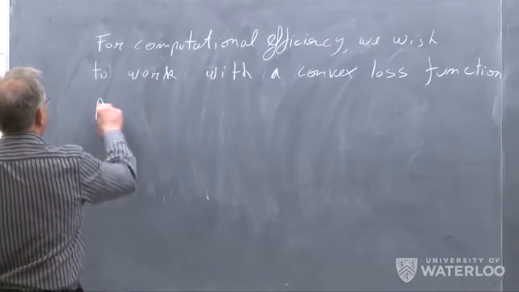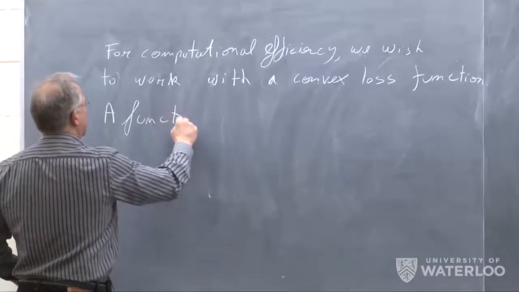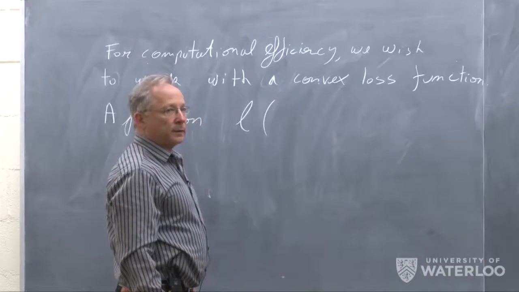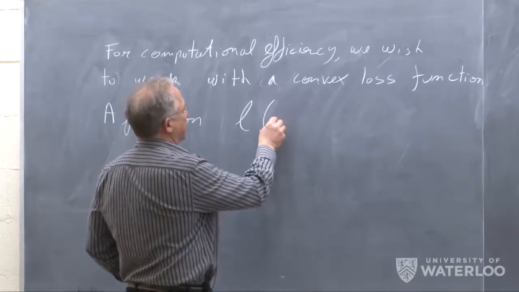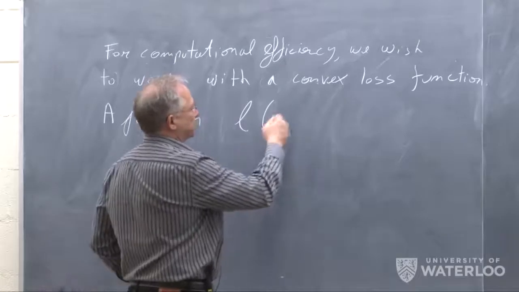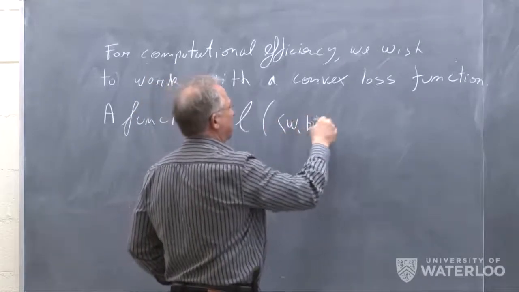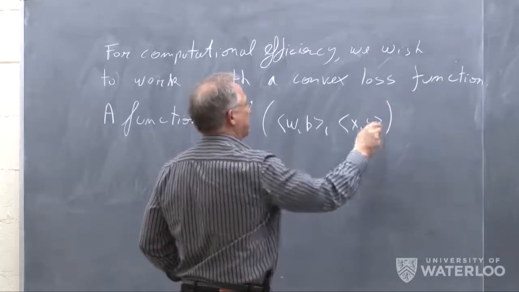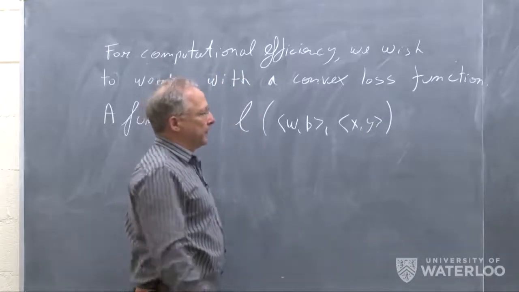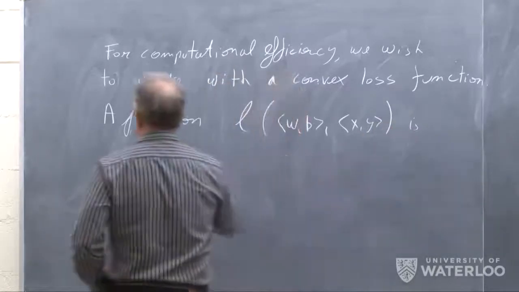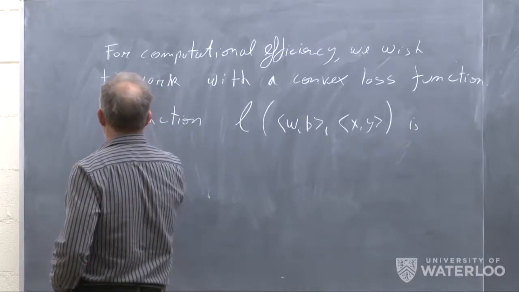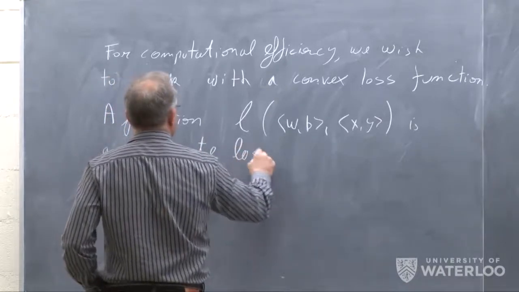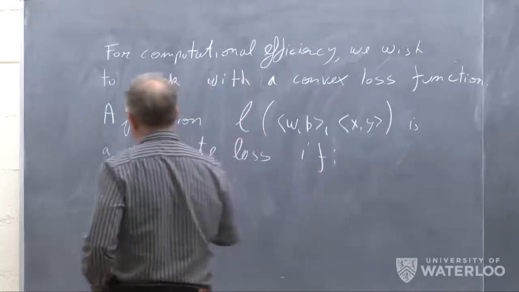So a function L, and now the function L is taking some vector w, and it takes some input point (x, y), is a surrogate loss if the following two things hold.